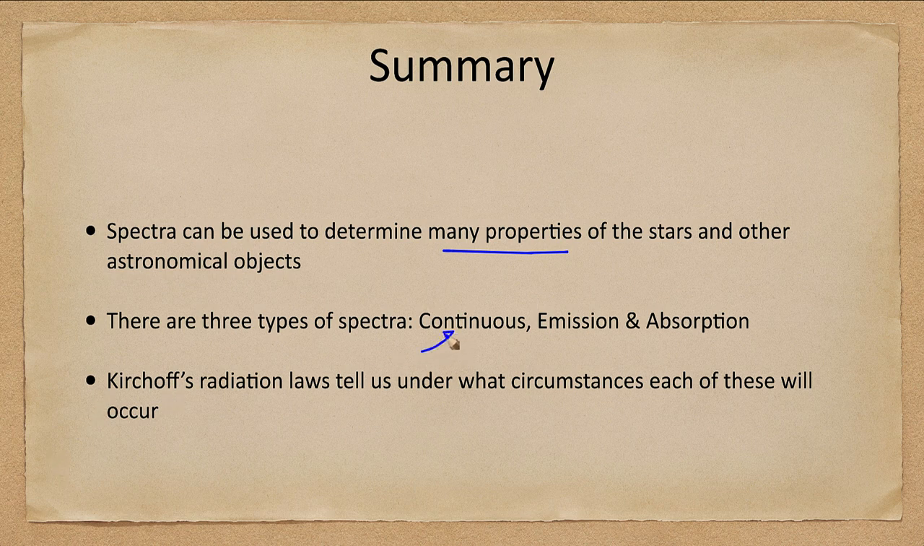We had the continuous spectrum with no lines, the emission, which was just bright lines, and the absorption spectrum, which was dark lines. And we talked a little bit about Kirchhoff's radiation laws, which will tell us under which circumstances each of these spectra will occur.